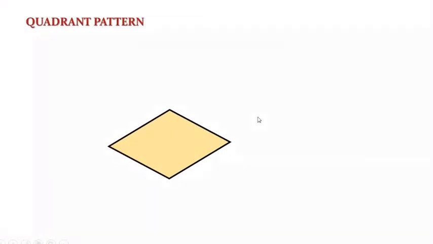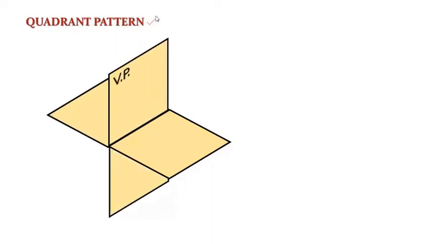Under orthographic projection, we will be following a quadrant pattern. Quadrant pattern in the sense that we are going to consider two planes: one is the vertical plane, and the other is the horizontal plane. In the four-quadrant system, we will be intersecting the vertical plane and the horizontal plane, something like this. This is my vertical plane and this is my horizontal plane.